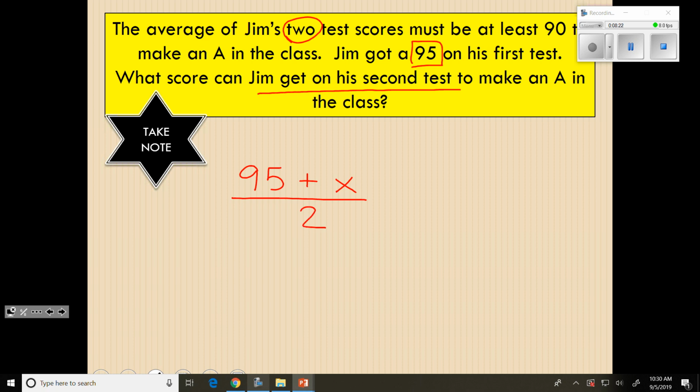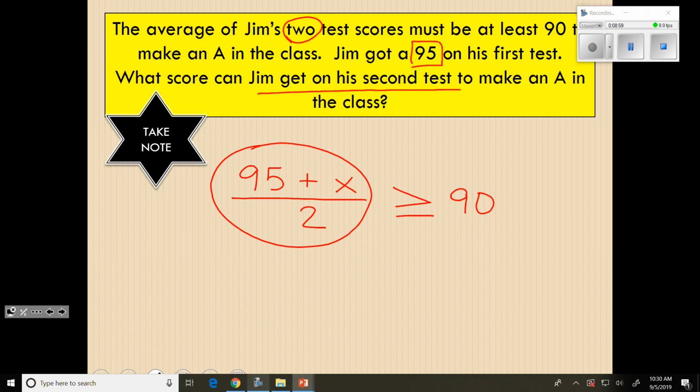Now, we want this score to be at least enough to get him an A in a class. 90 is an A. Now, can it be higher than 90? Could his average be 92? Could his average be 96? And him still get an A in the course? Of course, the answer is yes. So our answer is not an exact number, but a range of numbers. But we want this, which represents his score on the second test, to be at least, but it could be higher. So we're going to use the greater than or equal to sign. The score could be equal to or greater than this number in order for him to make an A.